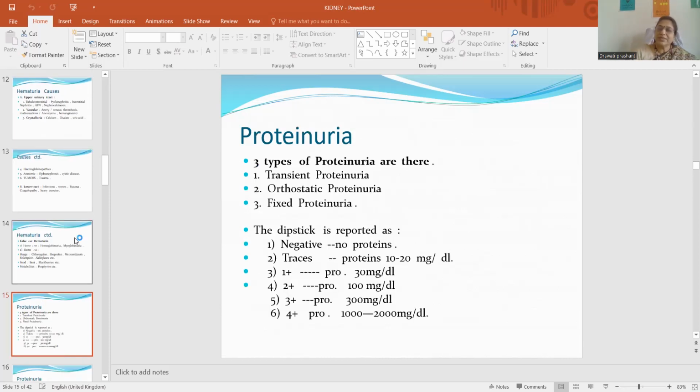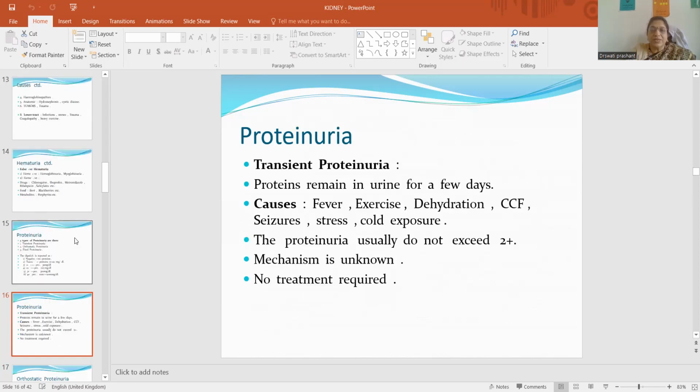Now, proteinuria. We have to understand this before going to the renal disorders. Three types of proteinuria are there: transient proteinuria, orthostatic, and fixed. The dipstick is reported as negative if there are no proteins. Trace proteins will be between 10 to 20 milligram per deciliter. 1 plus means the proteins in the urine are 30 milligram per deciliter. 2 plus is between 30 to 100 milligram, 3 plus if the proteins are between 300 to 1000 milligram, and 4 plus if the proteins are above 1000 milligram per deciliter in urine.